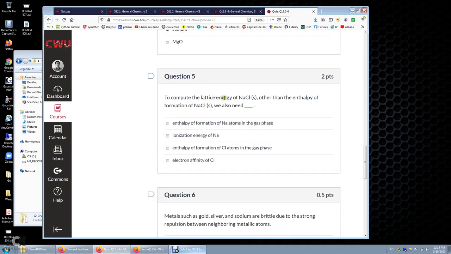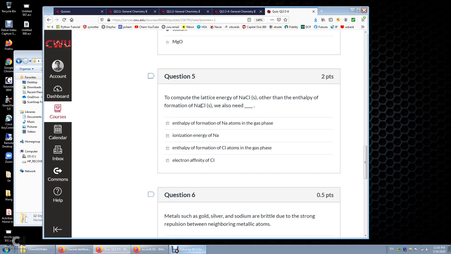To compute the lattice energy of sodium chloride or the enthalpy of formation, we also need, okay, this is a little bit complicated. So how do we compute the lattice energy of sodium chloride? All right, lattice energy. That's the energy released when you have sodium plus and chloride minus react and form this table salt. And what about the enthalpy of formation? Enthalpy of formation, that means we start from the elements. We start from sodium solid and chlorine gas. Those are the elements of sodium and chlorine.